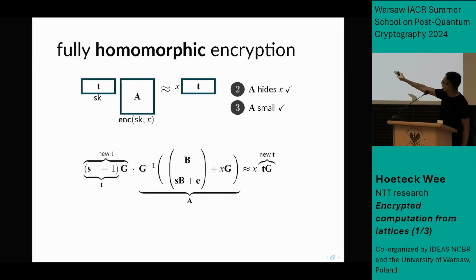Okay, so then T times A, the new T times A, is going to be X times the new T, so that's the first property. A is going to hide X. Because the big A hides X, the G inverse version will still hide X. And the entries of A are now small. And that's our fully homomorphic encryption scheme from LWE. Any questions?